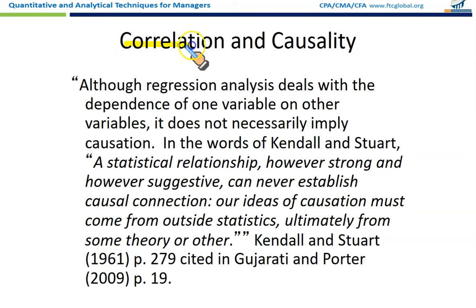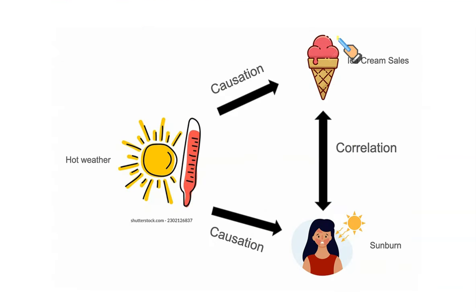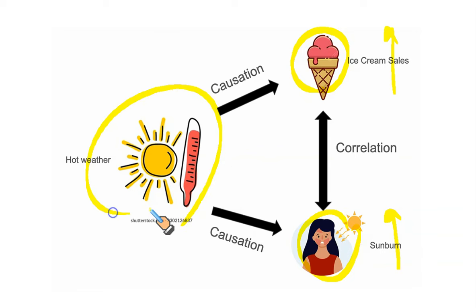Next, we have correlation and causality. Let us discuss this with the help of an example. I hope it would make more sense. Think of regression analysis as being like noticing that when ice cream sales go up, the number of sunburns go up. It can be statistically proved. Yes, they are correlated. It might look like buying ice cream causes sunburns, but actually, they both just happen to go up when it is sunny and more people are at the beach.